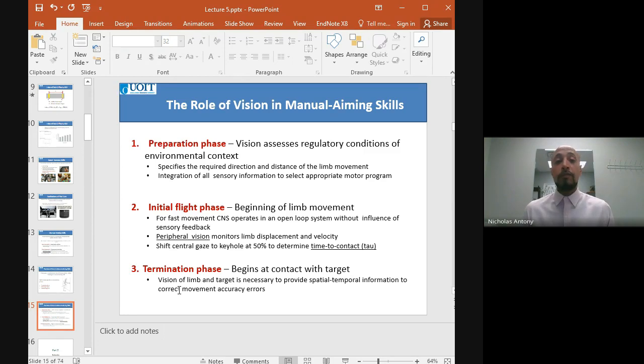And so what they found was that in the preparation phase, whatever we're going to point to, whatever the target is, our eyes have to look at it. So what is important is our eyes looking at the target. And central vision, do we all remember the difference between central vision and peripheral vision? So what does central vision do versus what does peripheral vision do? Or what are they responsible for?